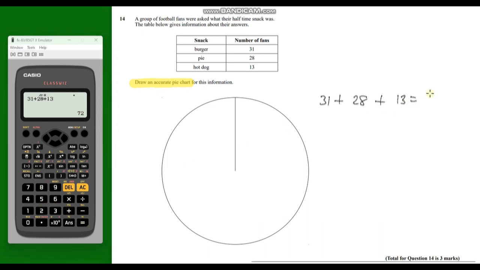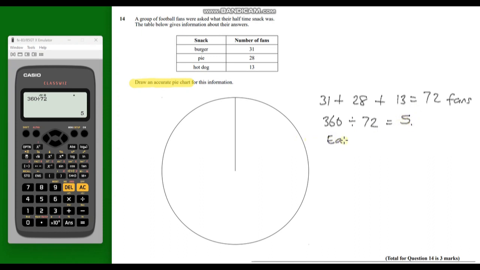That gives us 72. So there are 72 fans. Now, to work out the angle for each sector, we know that there are 360 degrees in a full circle. So to work out what each fan is worth, the degree for each fan, we just need to do 360 divided by 72, and that gives us 5. So if we stop and think about what this means, each fan is worth 5 degrees.